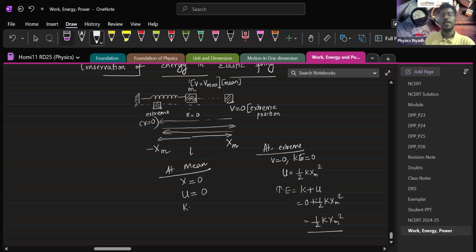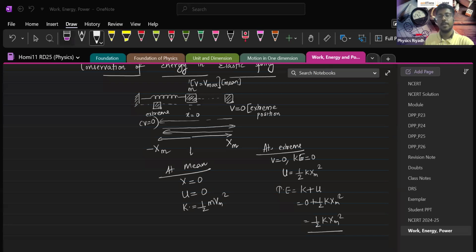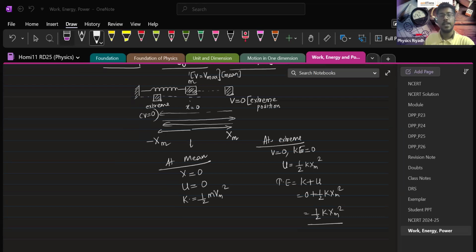But kinetic energy is maximum because velocity is maximum. So kinetic energy is equal to half m vm square. That is the kinetic energy, and that is maximum. Okay, so you can think of it like this: the entire energy that it had is getting converted to the kinetic energy at the mean position.